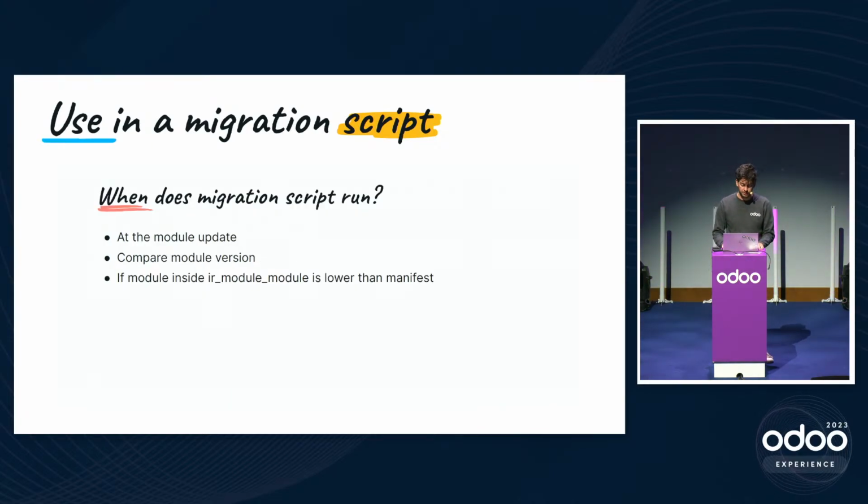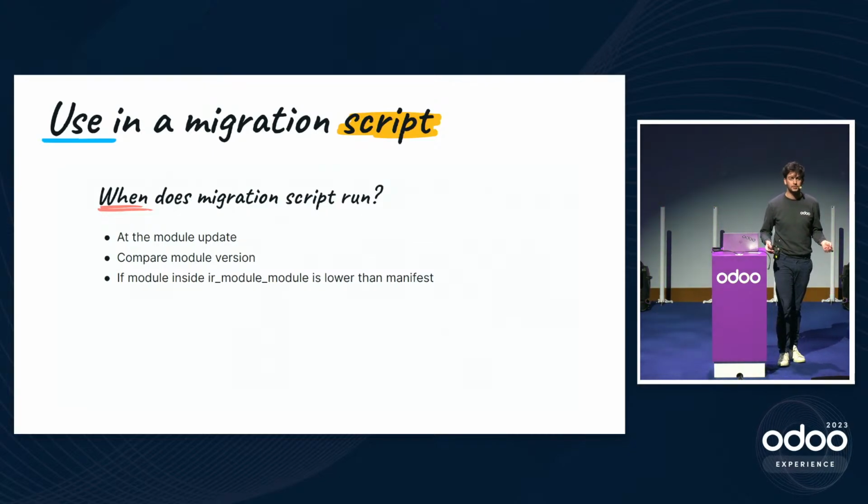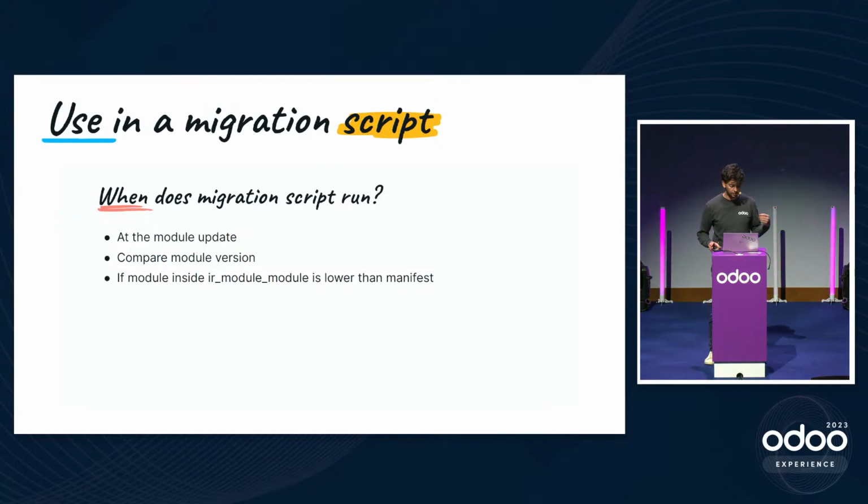So when does a migration script run? As I said, at the module update, Odoo will compare the module version inside the database in the table ir_module with the version in the manifest of your module.